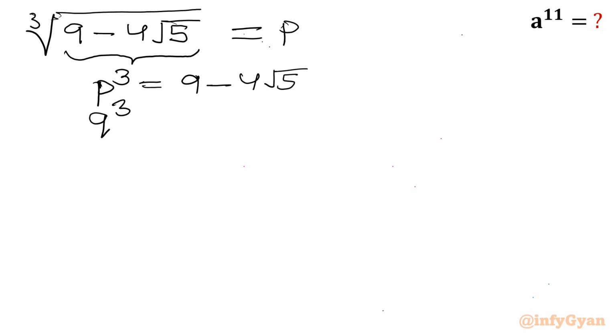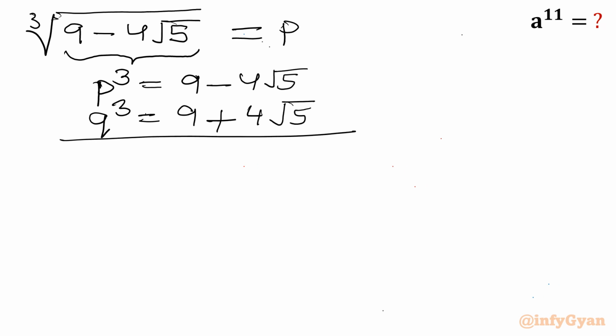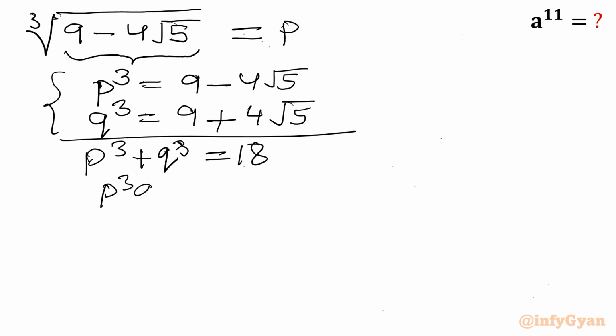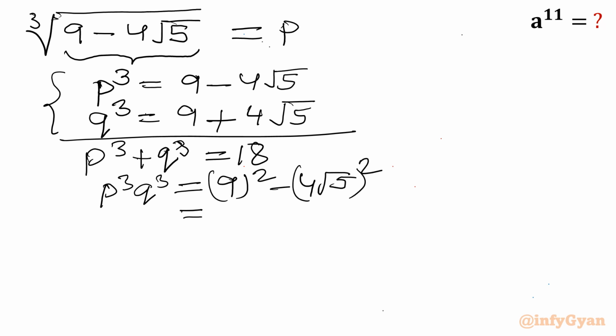Also consider q cube, which will be 9 minus, in place of minus we will write plus, 9 plus 4 root 5. Let us add p cube plus q cube; this will be equal to 18. And if I multiply p cube times q cube, then it will be 9 minus 4 root 5 times 9 plus 4 root 5. So the difference of two squares identity we can apply. So I will be writing 9 square minus 4 root 5 whole square, which will be equal to 81 minus 80, equal to 1.